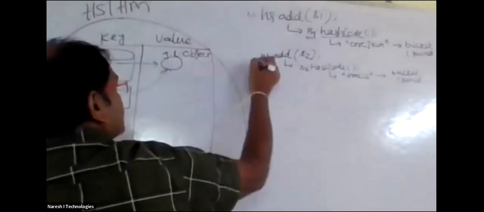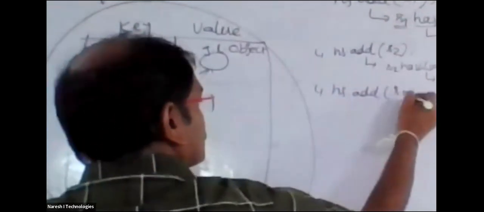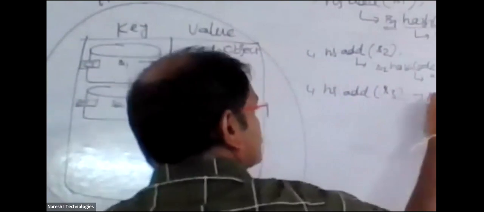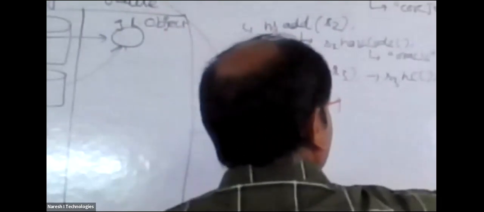Next, this is the first method, second method, third method: HS.add(S3). Again, what happens? The S3.hashCode() method is called. What does it return? HTML. With HTML, the bucket is not found. If the bucket is not found, another new bucket is created with hash code number HTML, and then the S3 object is stored and also matched to the same object.